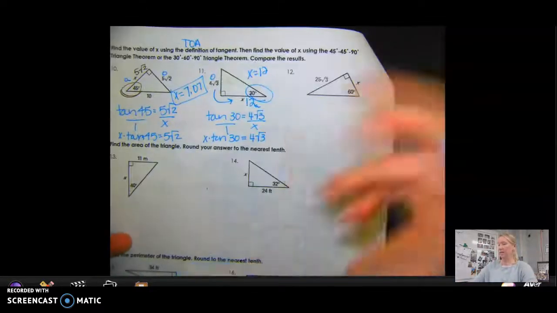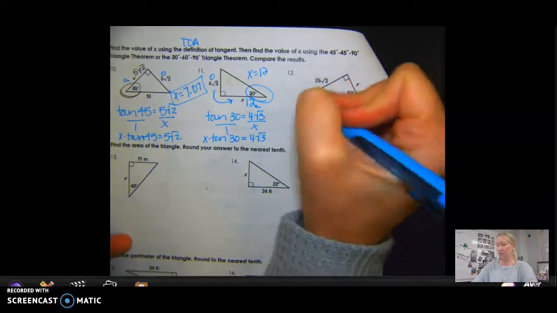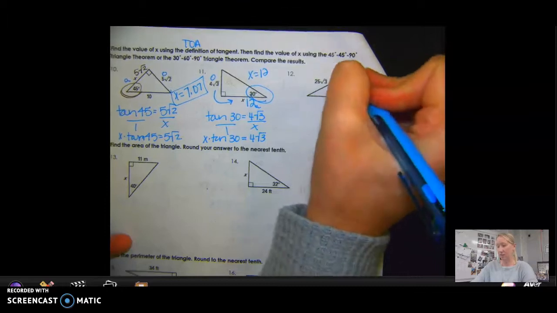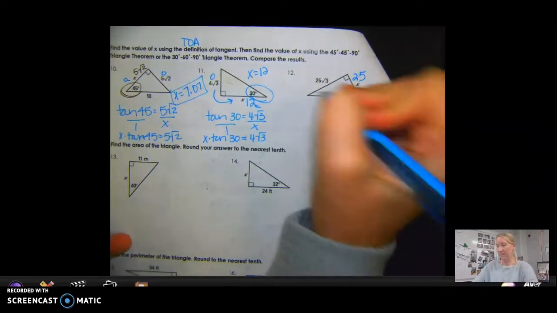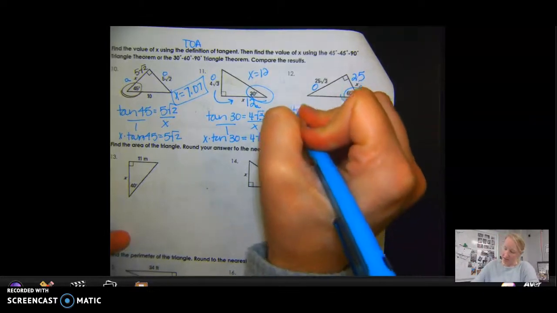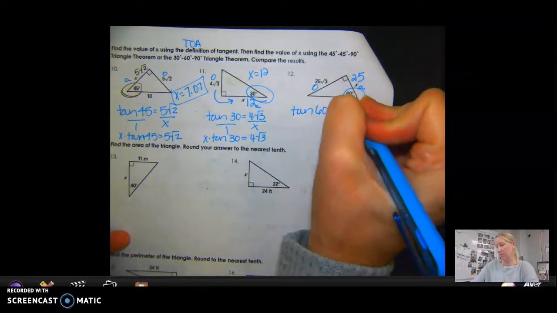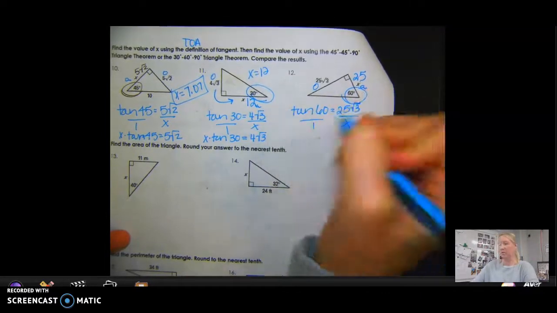And then it's going to work on this guy. So this went from small or medium to small, so we're going backwards. So we're going to divide by the square root of 3, so you just get 25 here. This is my angle measure. This is opposite. This is adjacent. So tangent of 60 is equal to 25 square roots of 3 over x. Put that over 1. Cross multiply.